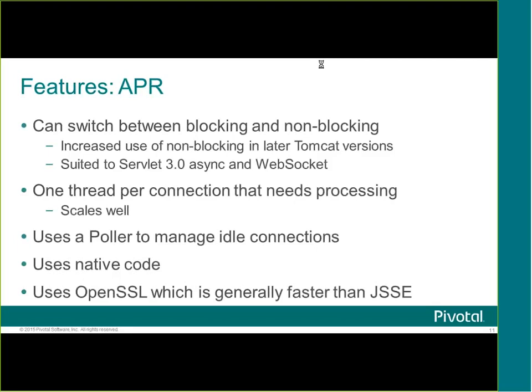Now, because it uses the Apache Portable Runtime, which is a C library, it's using native code. One of the advantages of that is it's potentially faster. One of the disadvantages is if things go wrong, and they don't go wrong very often, but occasionally they do, then there is a chance that the JVM is going to crash. So that is a slightly greater risk when you're using APR. Big advantage is that it uses OpenSSL, which is generally a lot faster than JSSE.